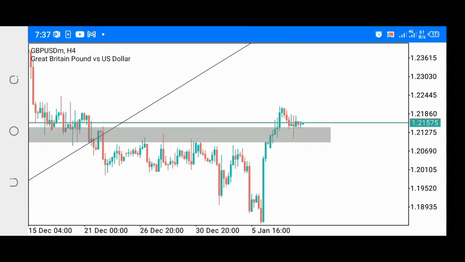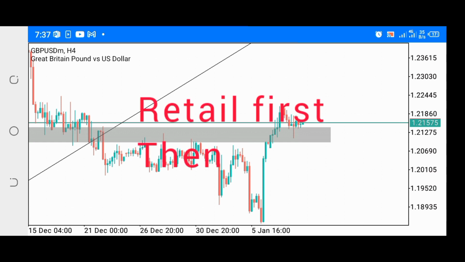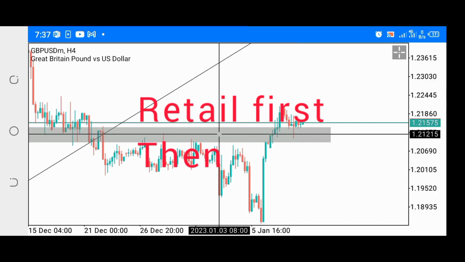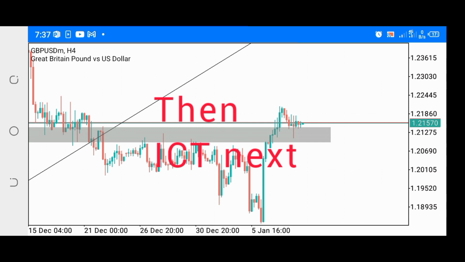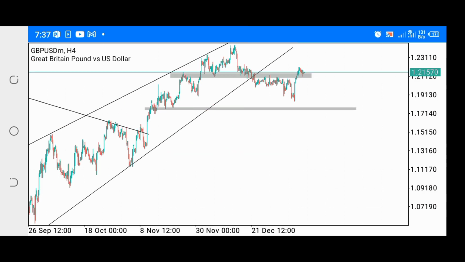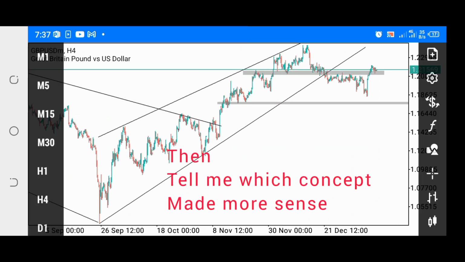Retail trading ideas first, then I'll use ICT concepts. So you guys should be the judges of this trade today. So let's get into it. This is the GBP USD. I've already done my markings here. Let me show you guys.